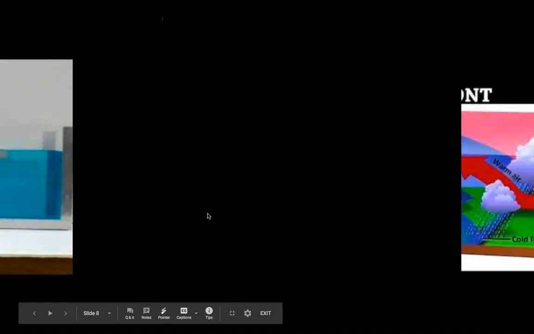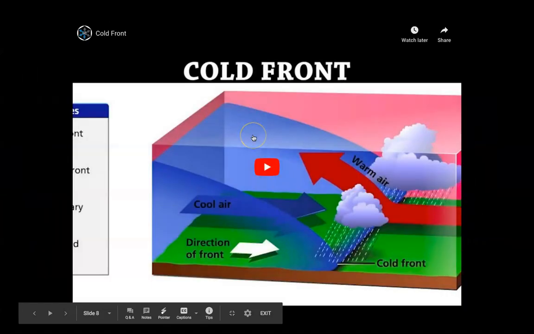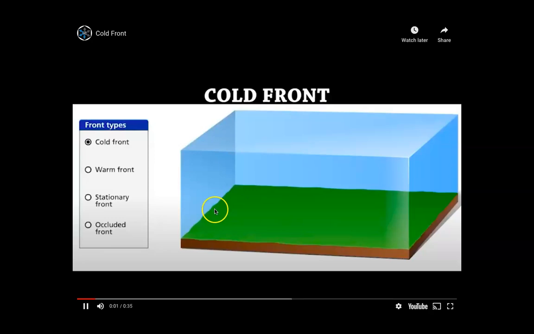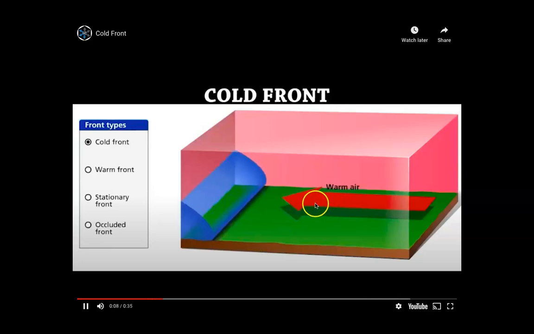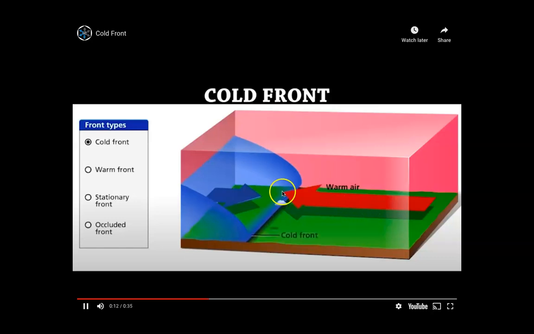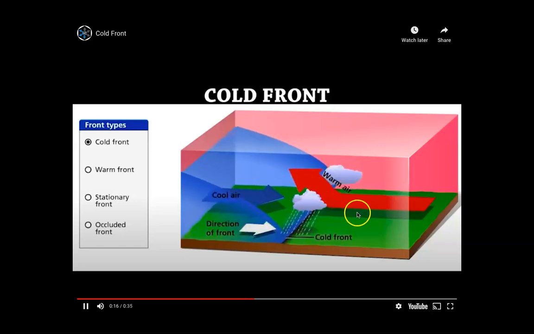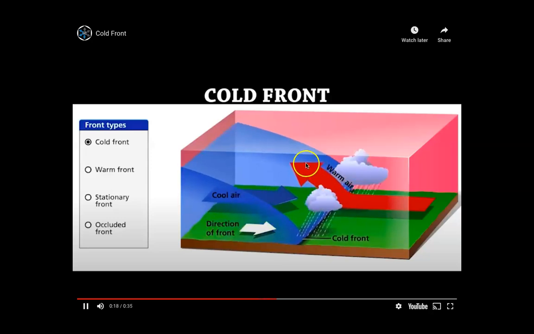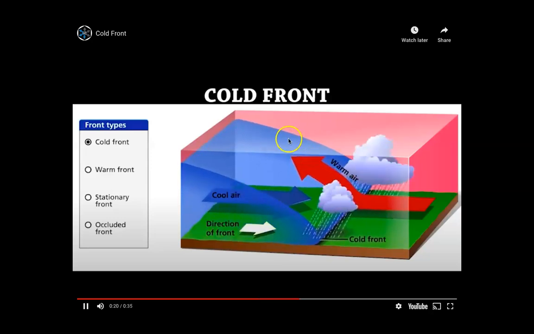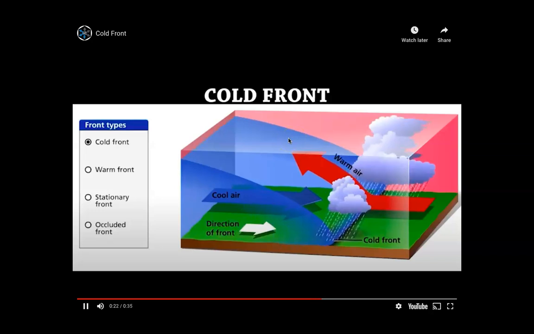All right, let's talk about our very first type of front. Our first type of front is called a cold front. And this is where cold air and warm air are colliding. If you notice, the warm air is moving this way and the cold air is moving this way. The cold air is going to push that warm air up. That warm air is going to go up into the atmosphere very, very quickly.